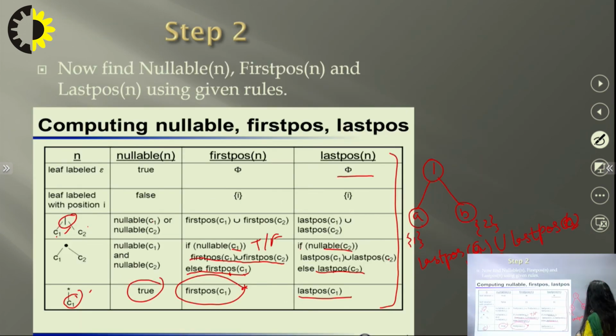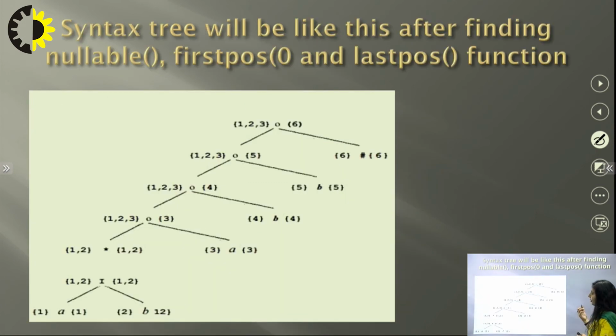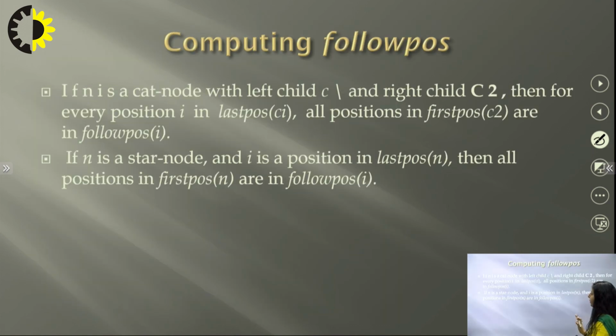So, in this way we have computed the last pos and first pos for all the nodes, whether they are intermediate nodes or leaf nodes. So, this is how the tree would look after computing the nullable, firstpos as well as the lastpos. So now the next step is we have to compute the followpos.